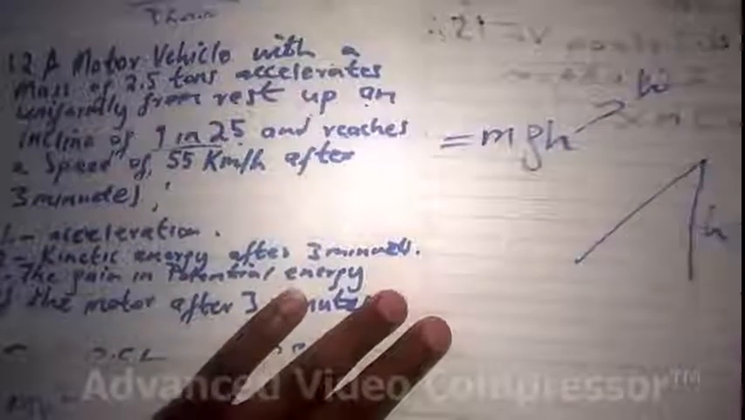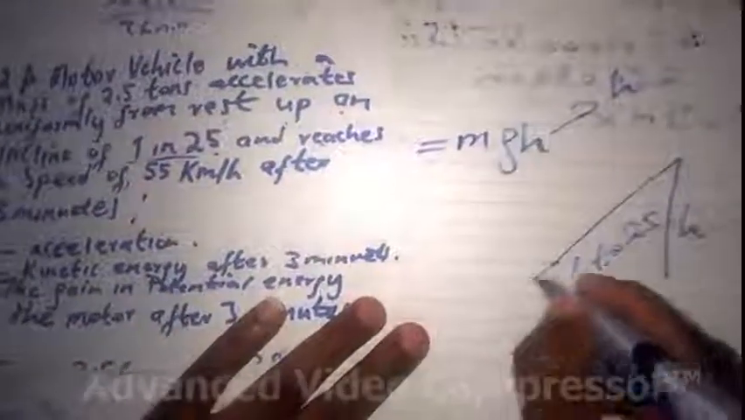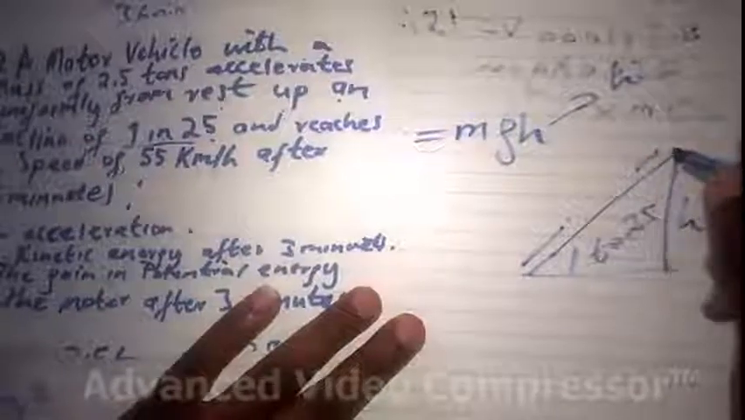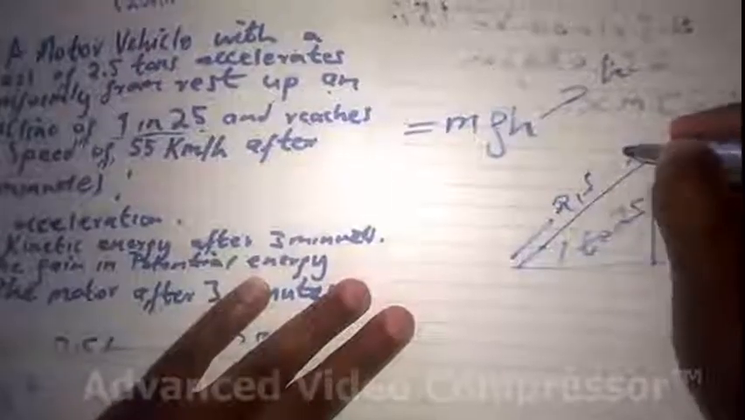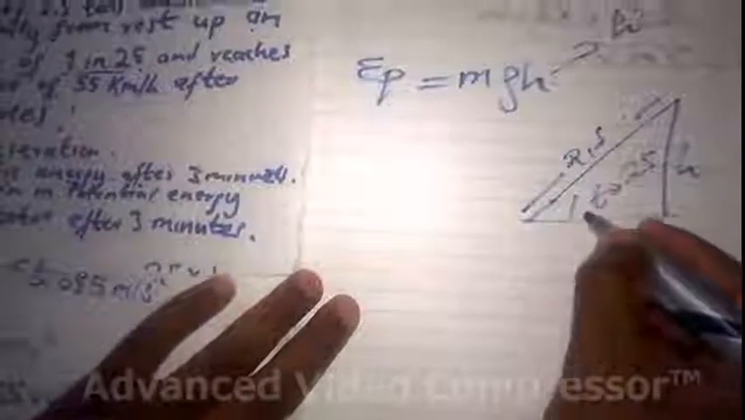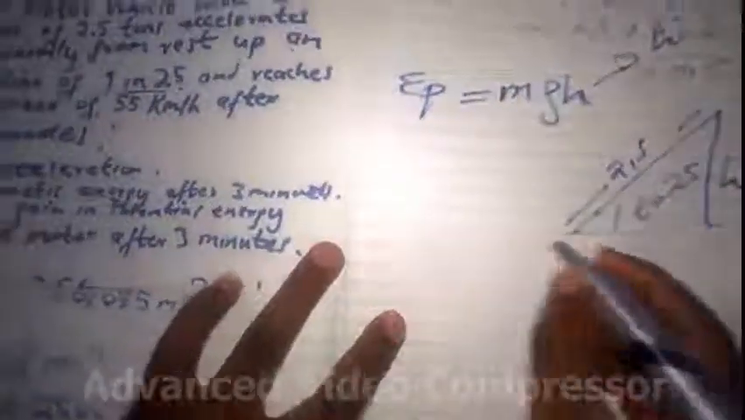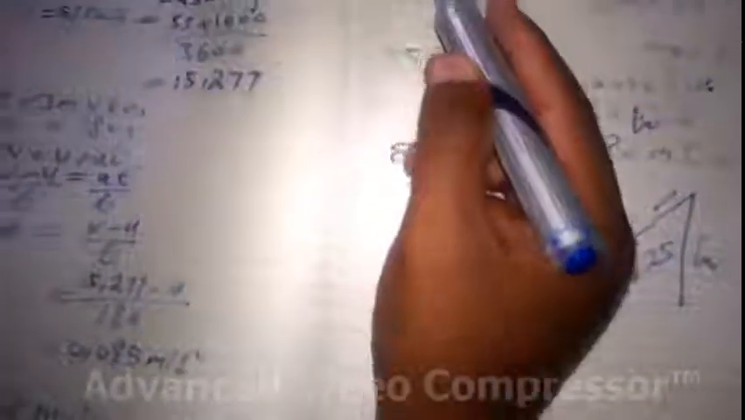Let us try to plot. Let's say this side will be our height, 1 in 25. The vehicle will be moving here, of mass 2.5 tons in kg. From here we don't have an angle, but we have 1 to 25. So let's use the formula for distance and find our distance first.